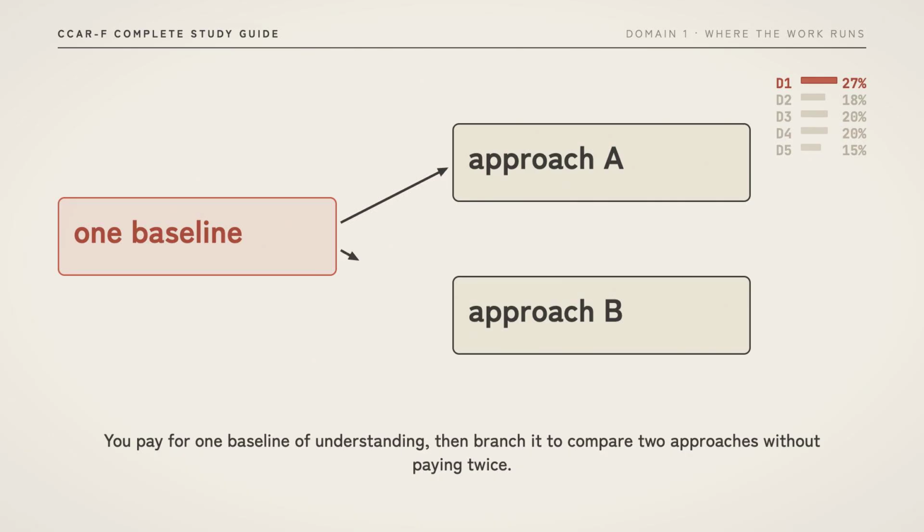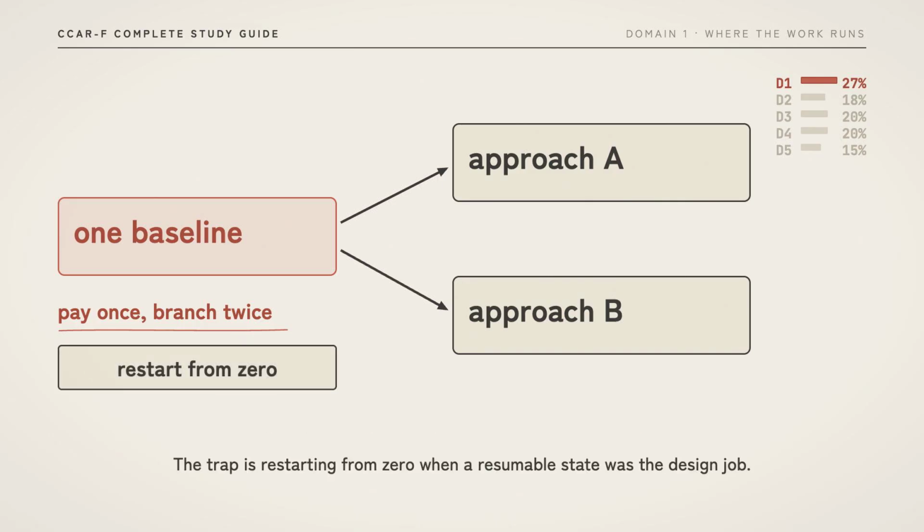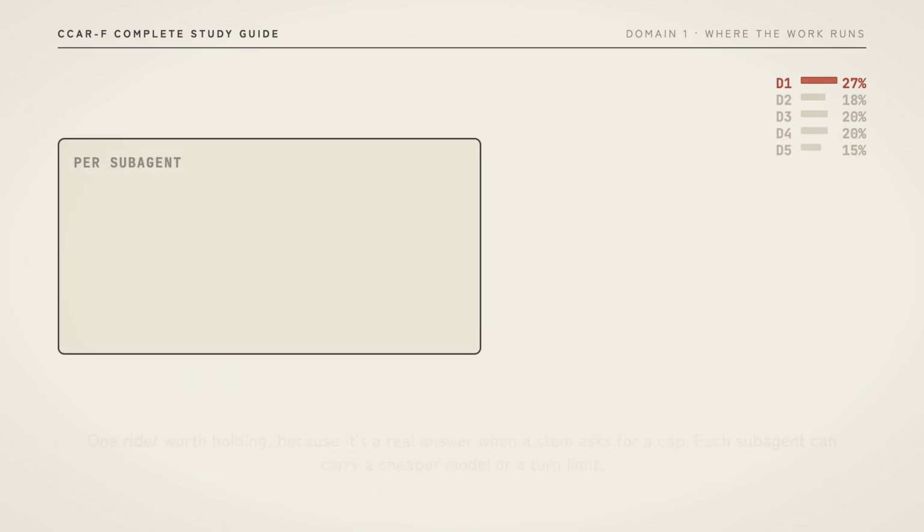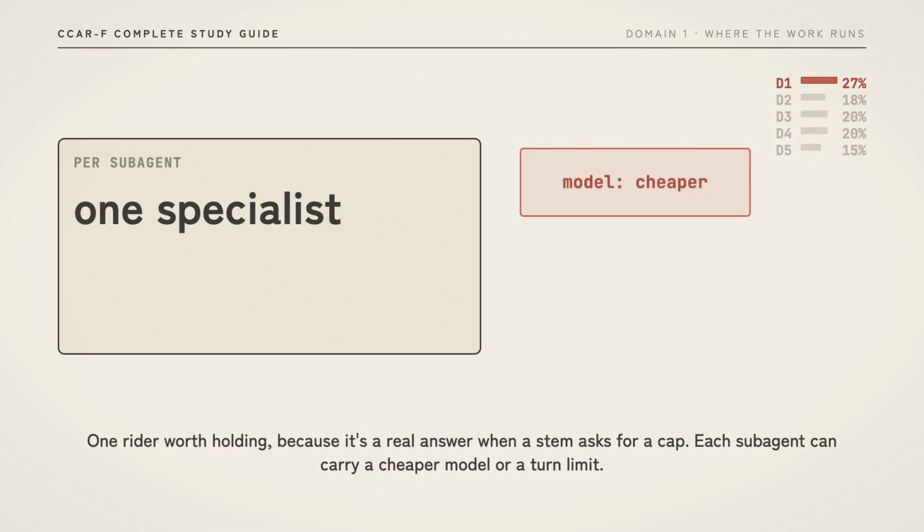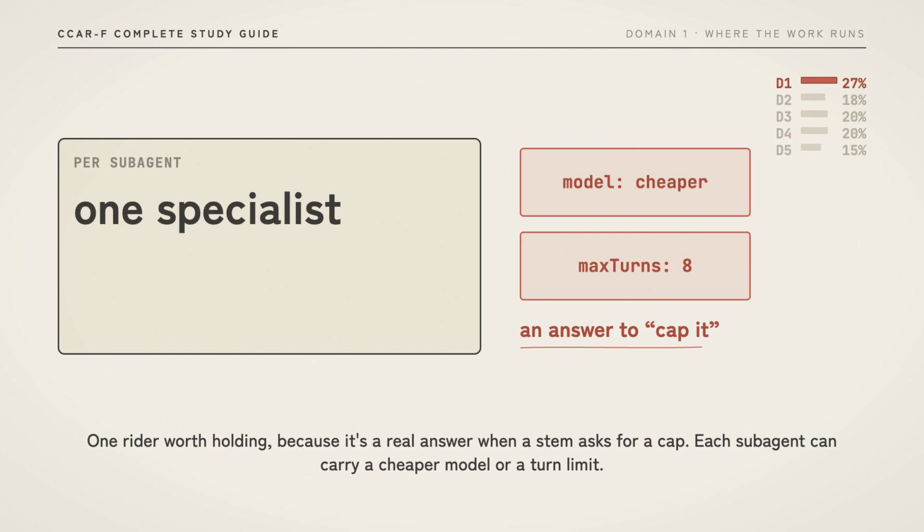You pay for one baseline of understanding, then branch it to compare two approaches without paying twice. The trap is restarting from 0 when a resumable state was the design job. One rider worth holding because it's a real answer when a stem asks for a cap. Each subagent can carry a cheaper model or a turn limit.